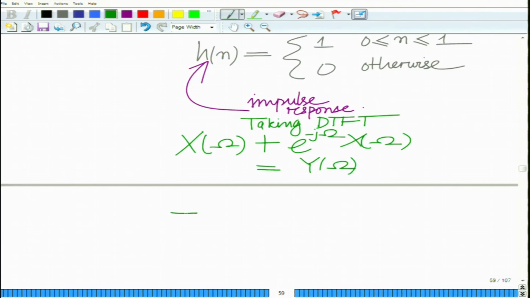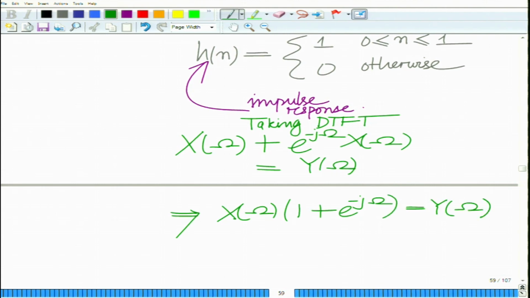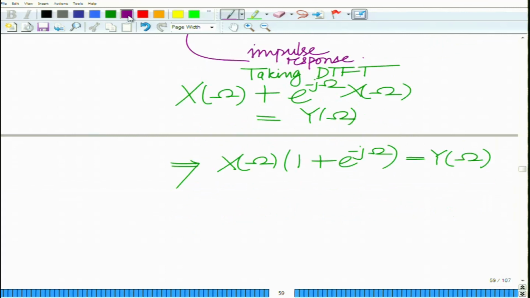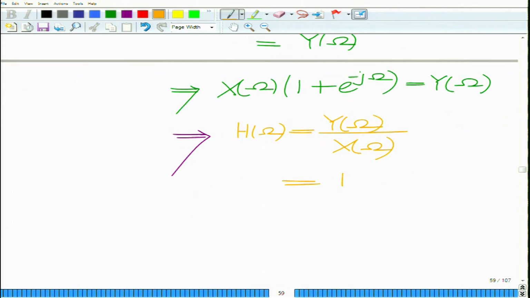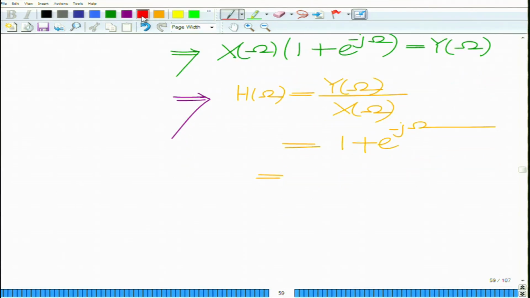So, this implies X of omega into 1 plus e raised to minus j omega equals Y of omega, which implies H of omega, which is Y of omega by X of omega, that is equal to 1 plus e raised to minus j omega.